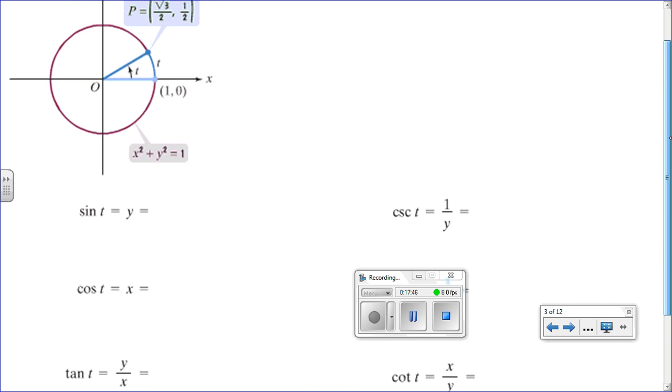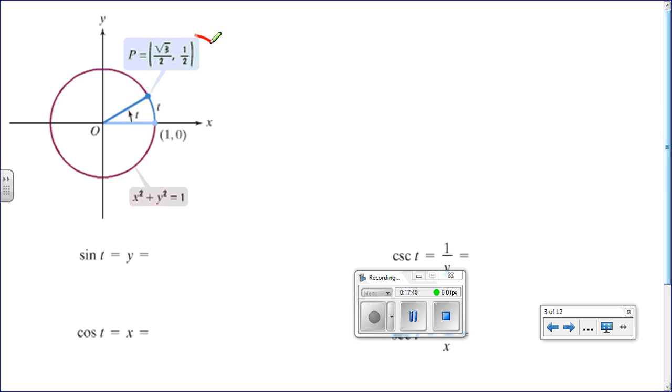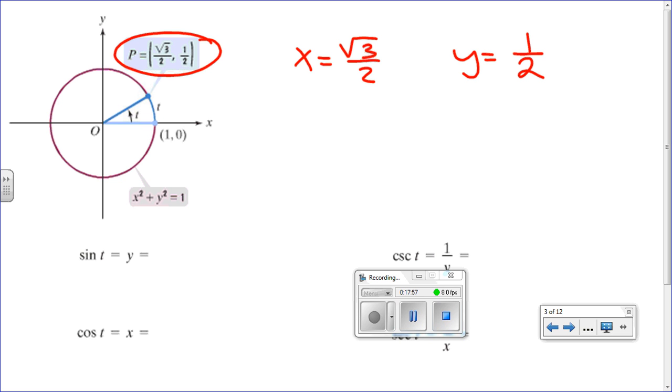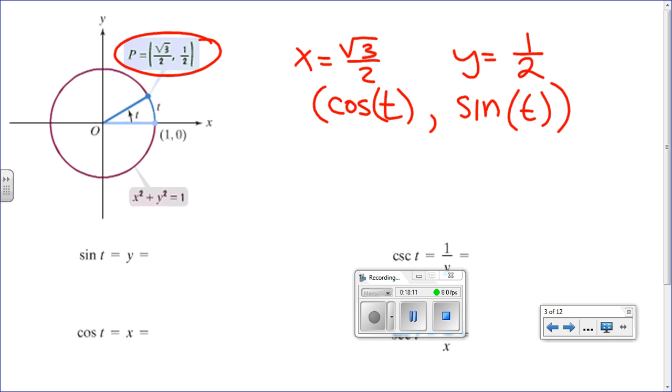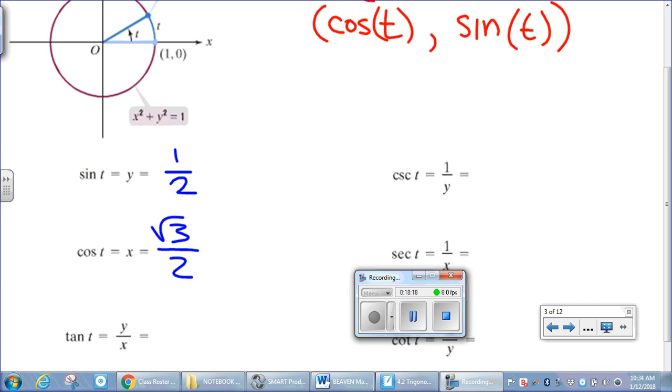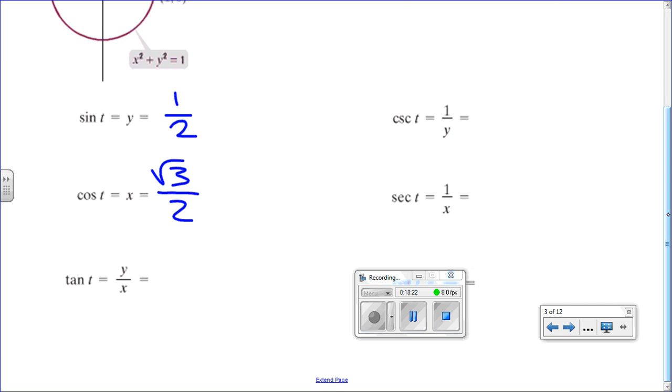So you're going to use the point that you see here. Now both are positive. You have x is the square root of 3 over 2. Y is equal to positive 1/2. And remember that the cosine is given by the x and the sine is given by the y. Remember that. Don't look at the previous example. Just look at this. So we have the first two. Sine is given by the y coordinate, 1/2. Cosine is given by the x coordinate, the square root of 3 over 2.